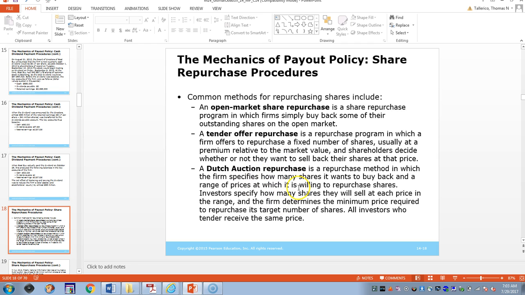Then there's a Dutch auction repurchase. That's a method in which the firm specifies how many shares it wants to buy back and a range of prices at which it's willing to repurchase the shares. Investors specify how many shares they're going to sell at each price in the range, and the firm determines the minimum price required to repurchase its target number of shares. So the minimum price will be determined by what people are willing to pay. In the end, when they determine the price, all investors who tender receive the same price. So it's called a Dutch auction.